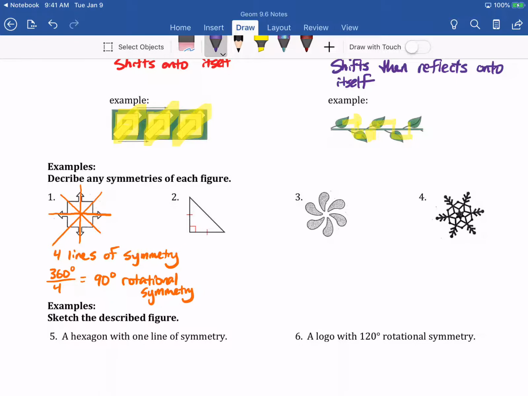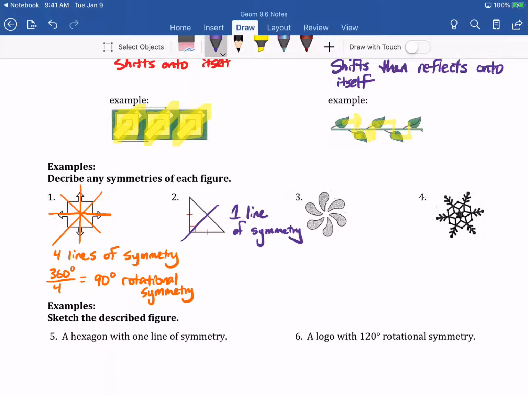Okay, let's look at another example here. In this figure, I notice I could draw a line right through here. Let's try that again a little bit better. And it would be the same on the left and the right of that line. So this one has 1 line of symmetry.